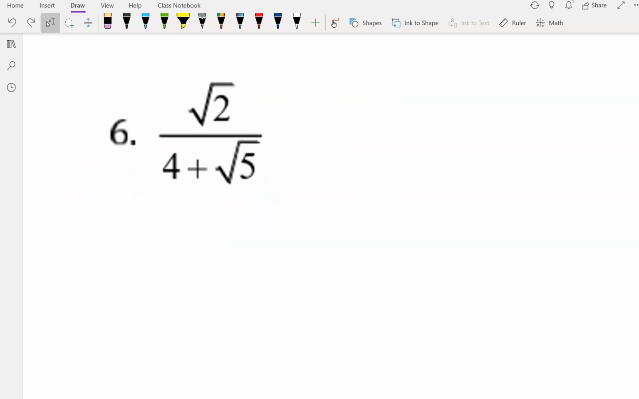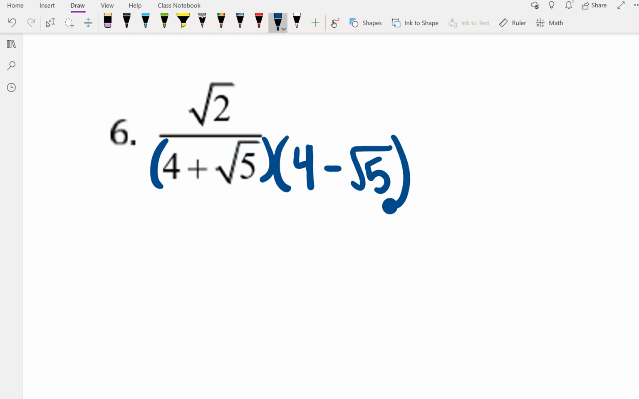Next one, again, we don't like having a radical on the bottom, but on this particular one, we can't just multiply top and bottom by root 5, because then we'll end up with a root on this one. So we have to multiply by the conjugate. Remember, the conjugate is the same numbers, but we switch the sign in the middle. So 4 minus root 5. Whatever I do on bottom, I do on top.